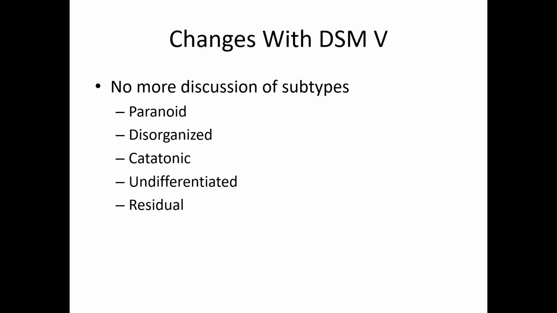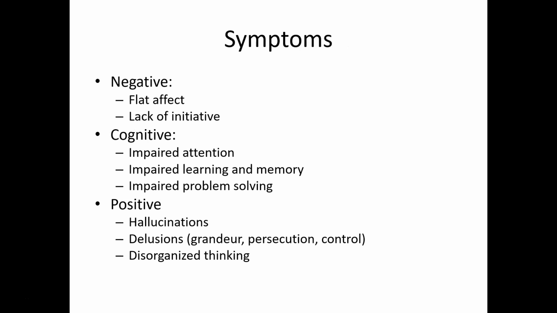Let's spend a little more time talking about these symptoms. So when we talk about the symptoms of schizophrenia, we tend to group them into three different types. We have what are called negative symptoms, positive symptoms, and cognitive symptoms. So negative means that something that we expect is suddenly absent. So negative here implies lack. So with negative symptoms, we will see things like flat affect.